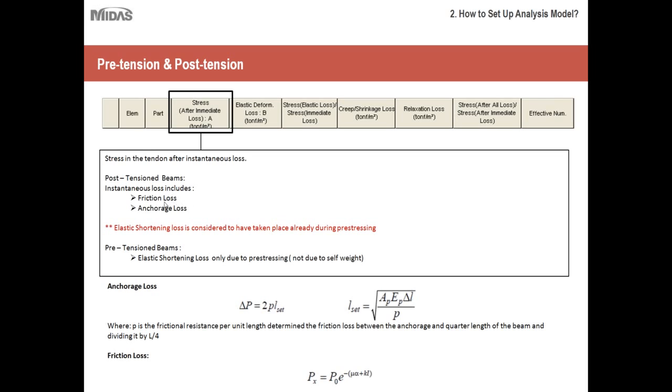In post-tension beams, as you all know, there are friction losses and anchorage losses that make up the instantaneous loss. So if it is a post-tension beam, you will see under stresses after immediate loss, the instantaneous losses, to be comprised of friction and anchorage losses. And if it is a pre-tension beam, you will see the elastic shortening loss, which occurs right after the release of the strands. And the formulas are pretty simple and straightforward, and these are the formulas that are applied by any tool for computing the losses. So these are the anchorage loss and the friction loss.